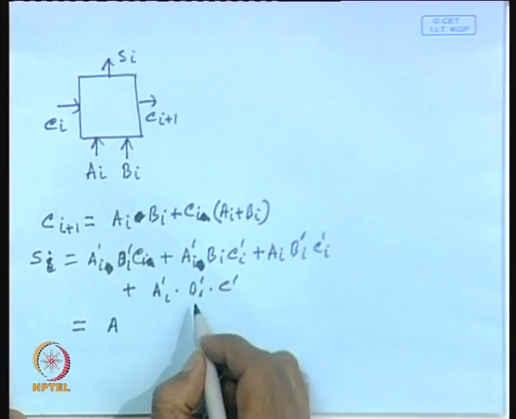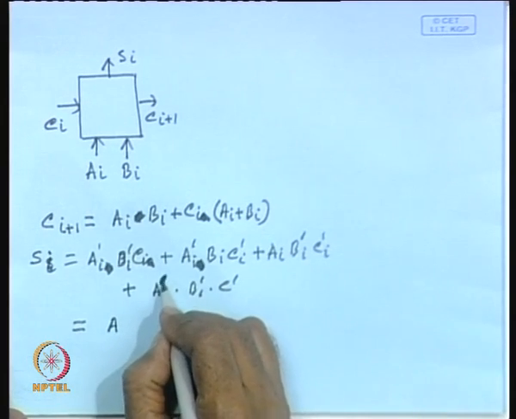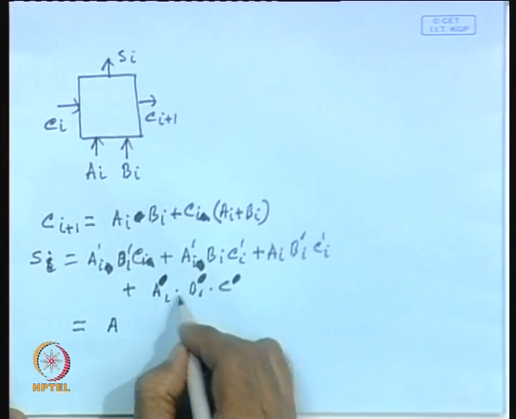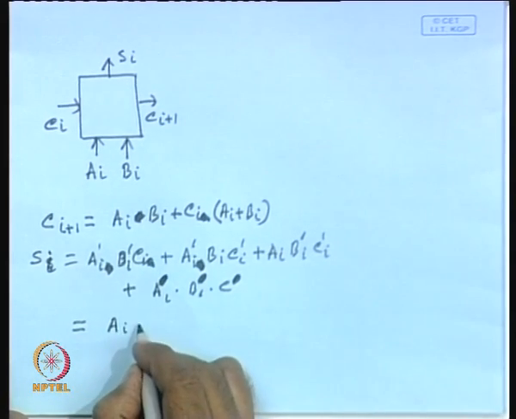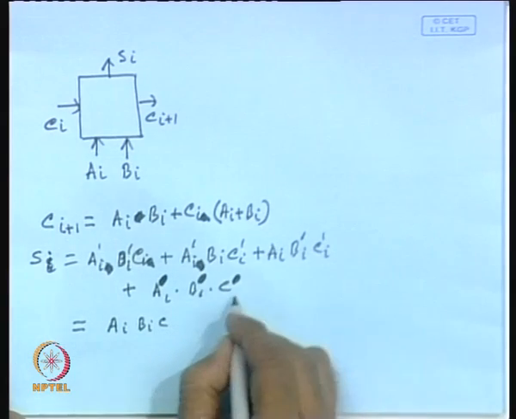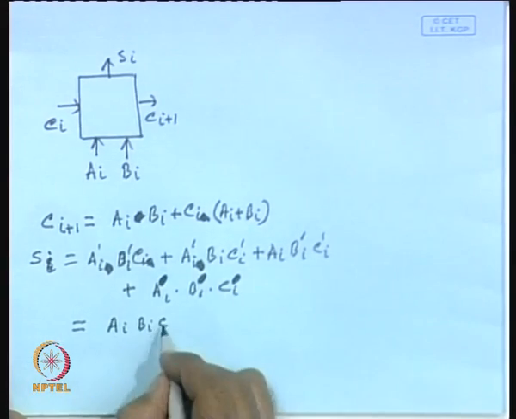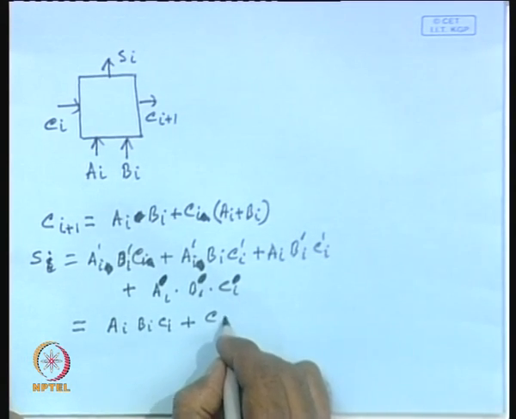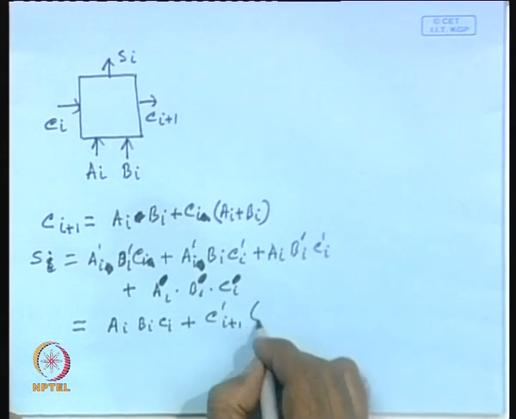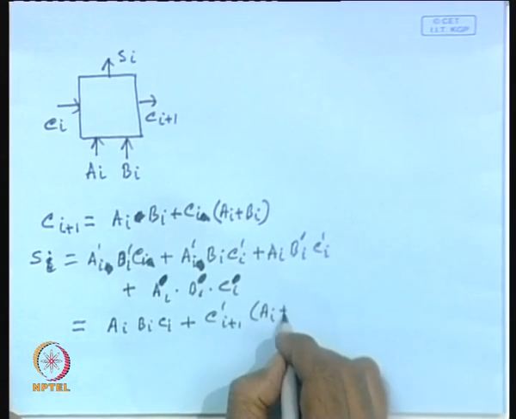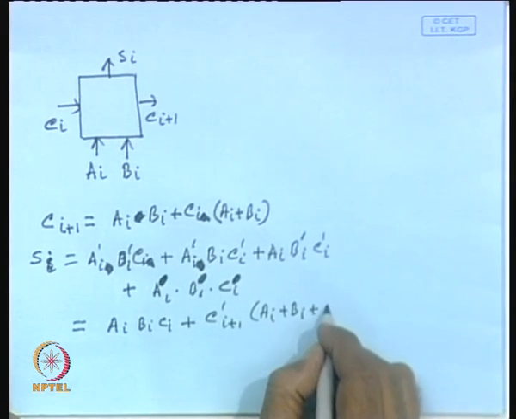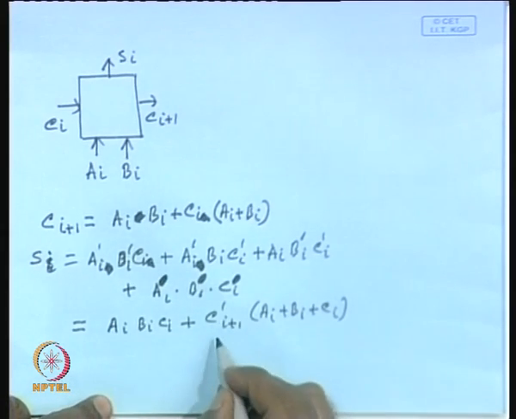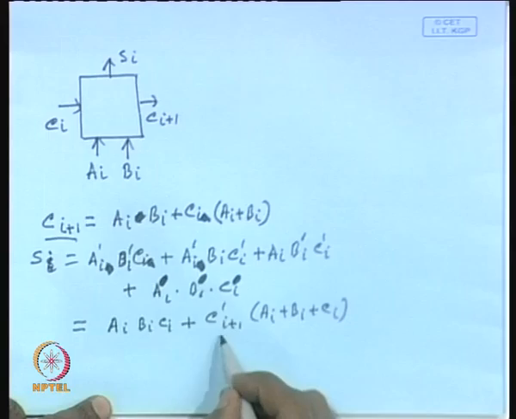That means, this, not this, I have put it wrongly. So, these complements will not be here. Odd number of ones means 3 ones. So, Ai, Bi, Ci, or Ci plus 1 dash into (Ai plus Bi plus Ci). So, you can see it has been simplified, and we have used the carry as the input to the next stage.